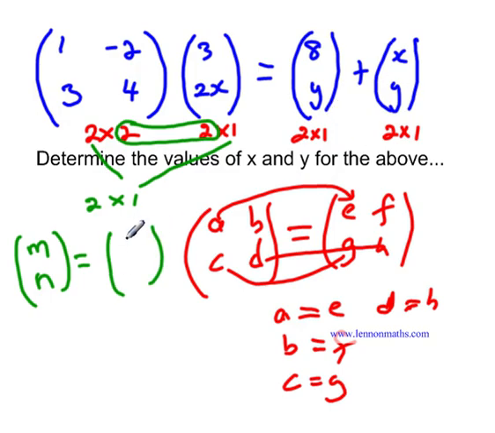Let's give it some other letters. Let's use P and Q. So if I add these two matrices, I'll get some matrix P and Q. If I multiply these two matrices, I'll get some matrix M and N. So what is it saying here?